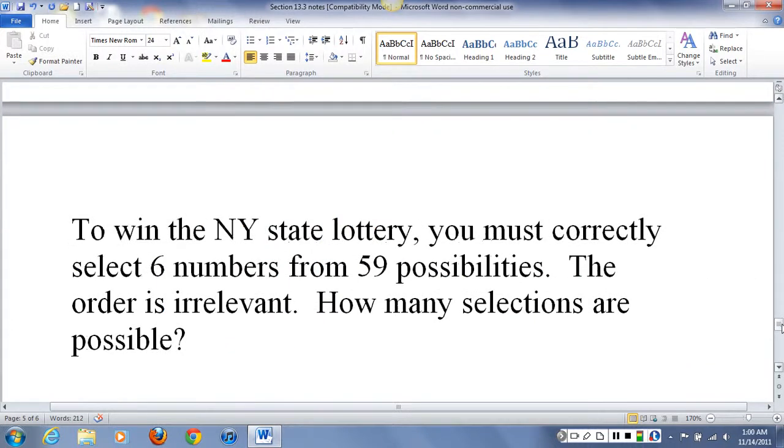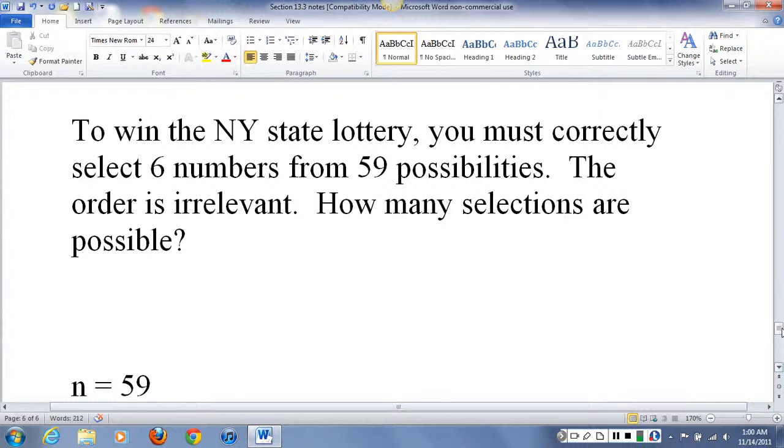To win the New York State Lottery, you must correctly select 6 numbers from 59 possibilities. Order is irrelevant. How many selections are possible? So again, order is not important. We're choosing a small amount from a larger amount. How many ways can we arrange it? That's a cue for combinations or permutations. And then the fact that the order is irrelevant means it's a combination.